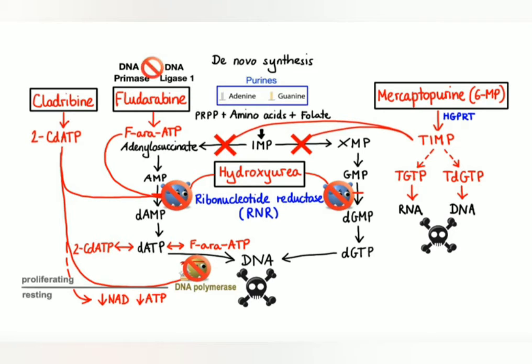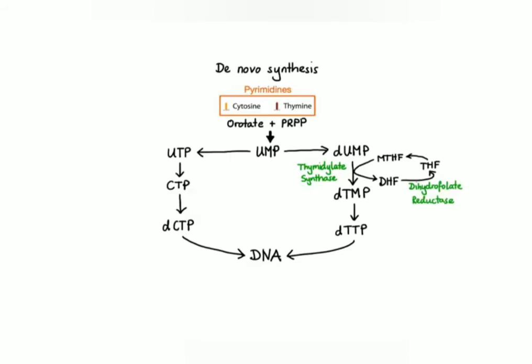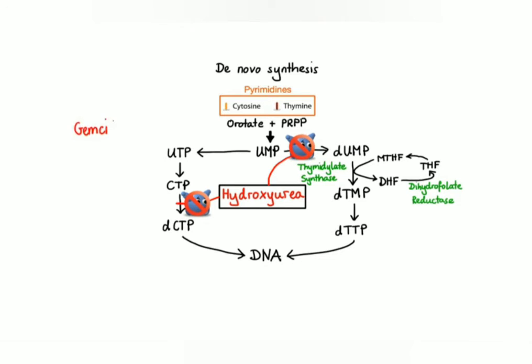Now let's switch gears and move on to discussing antimetabolites that affect de novo synthesis of pyrimidines. Here, just like in the purine synthesis pathway, hydroxyurea inhibits ribonucleotide reductase, which converts ribonucleotides into deoxyribonucleotides. Another antimetabolite that interferes with pyrimidine synthesis is a drug called gemcitabine.